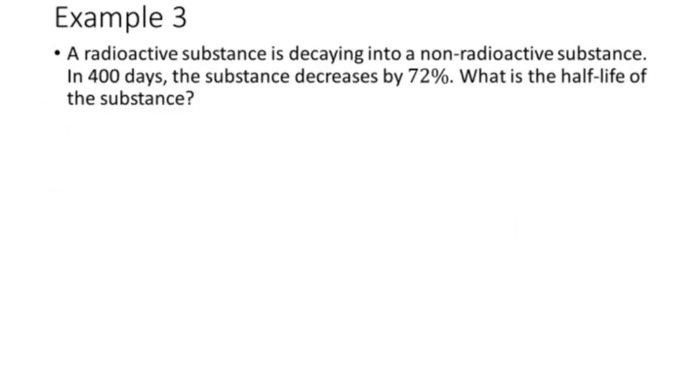A radioactive substance is decaying into a non-radioactive substance. In 400 days, the substance decreases by 72%. What is the half-life of the substance? First, let's start off by writing our model. Here we're told that the substance decreases by 72%.